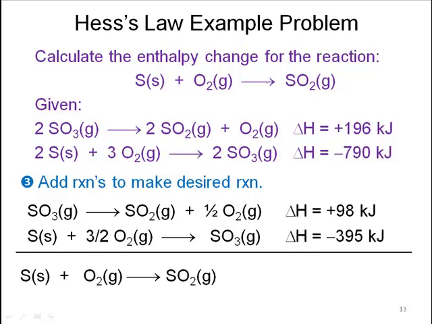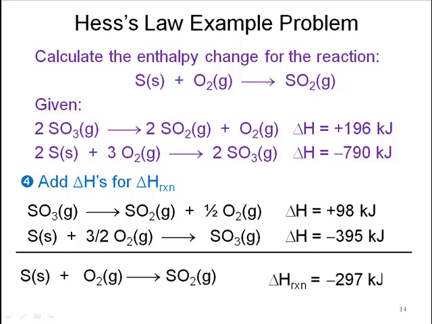Once we have the equation we want, the last step is just to add up the delta H's, to add up the enthalpies. So negative 395 plus 98 is the last step. So you add the delta H's up. Negative 395 plus 98 is negative 297 kilojoules. That's the heat for the reaction. You just determined that this reaction produces 297 kilojoules per mole of fuel used. From this, you could determine how much energy is released. This is an exothermic reaction because the delta H is negative.